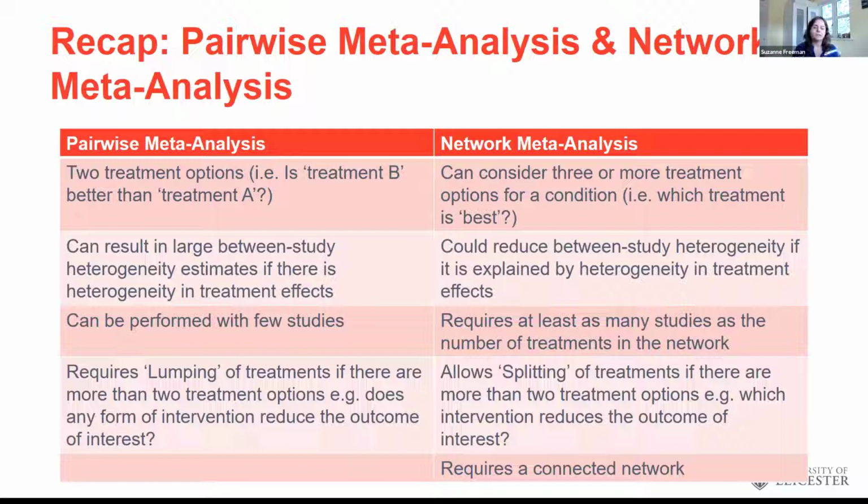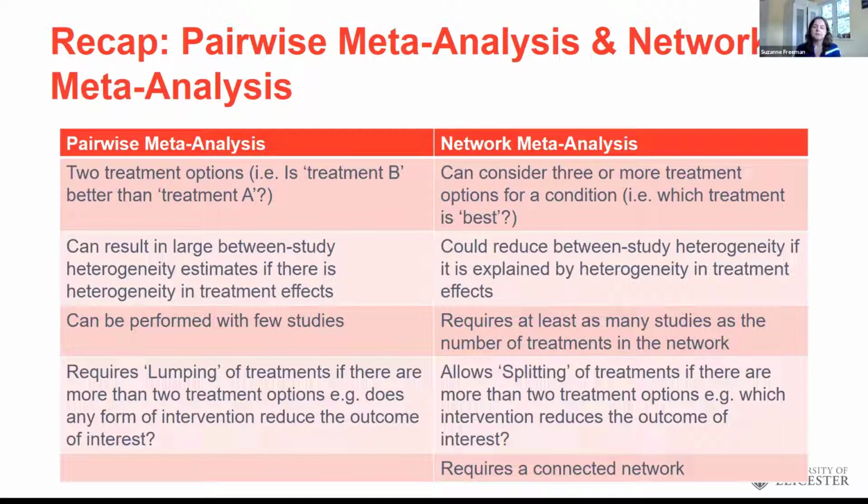Whereas in a network meta-analysis, we have the situation where we have 3 or more treatments for a specific condition or disease of interest. And we're looking at comparing those treatments with each other and probably aiming to identify which maybe is the best treatment for the condition that we're studying.